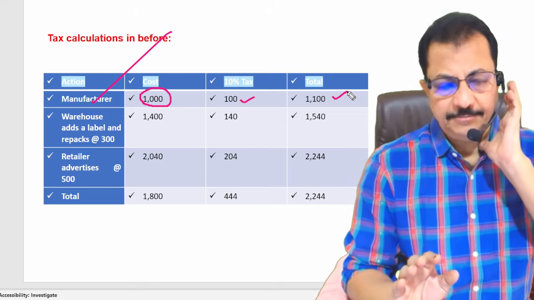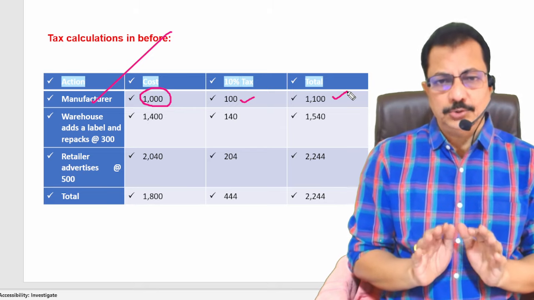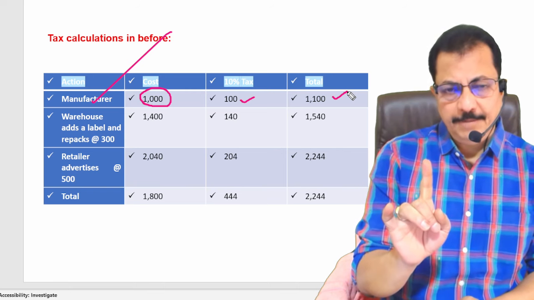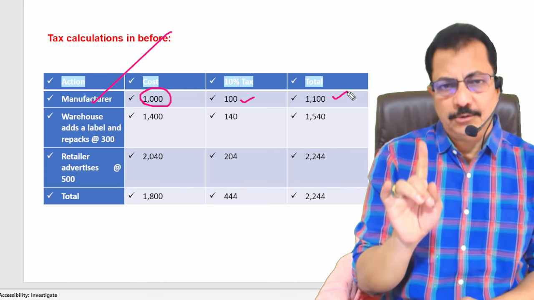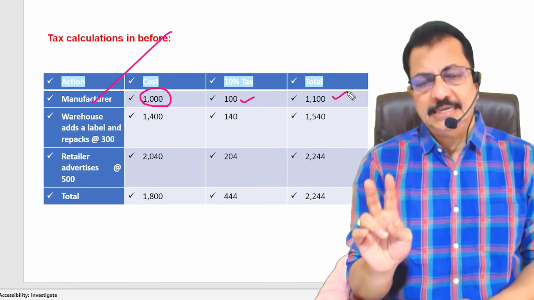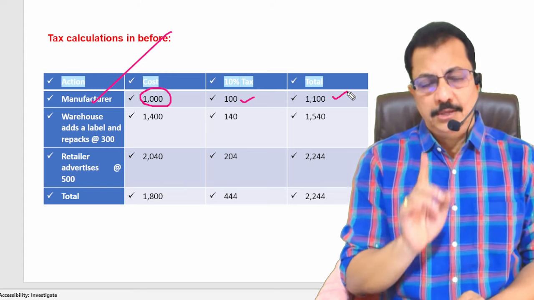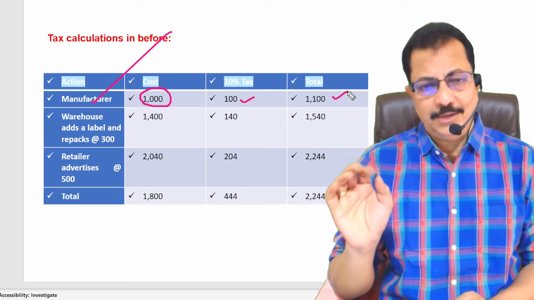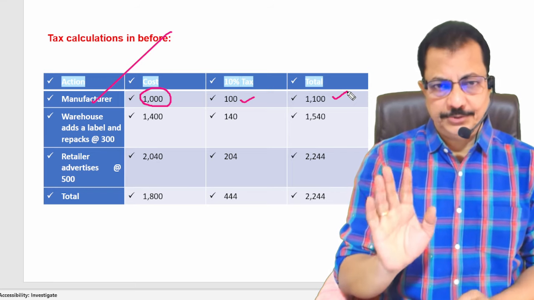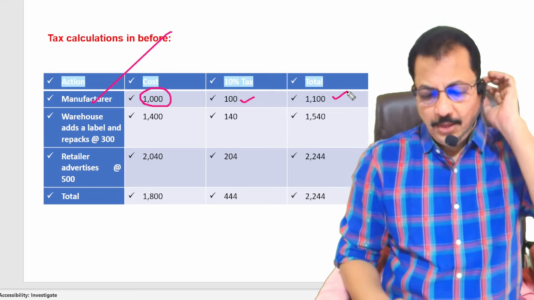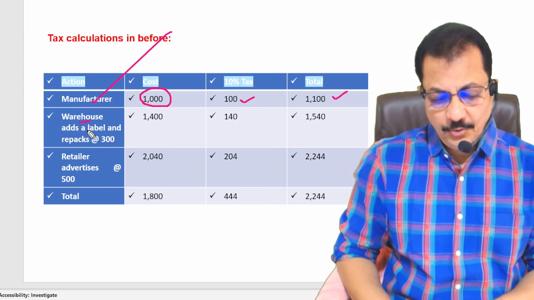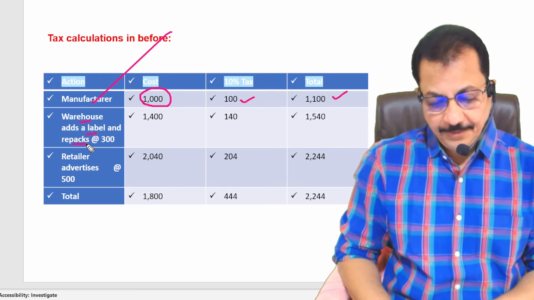So this is at the so-called beginning level of the supply chain. Understand very clearly. Cost of the product is 1000 rupees. 10% is the tax, meaning 100 rupees. 1000 rupees plus 100 rupees became 1100 rupees. Am I clear? Now, this particular product comes to the warehouse, where you are adding a label and repacking. Is that okay?